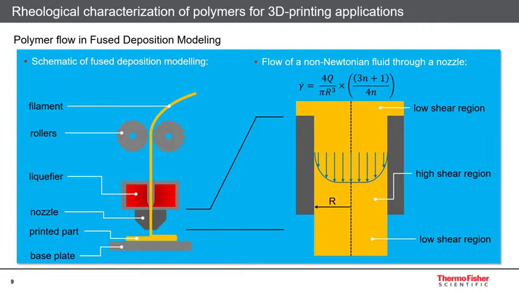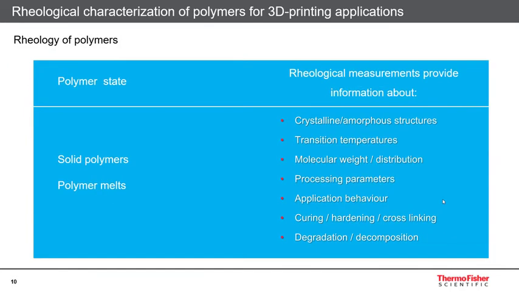Rheological measurements can be used to measure the shear rate depending viscosity of a polymer at different shear rates. Besides measuring viscosity of a polymer sample under different conditions, rheological measurements can be used to investigate and identify many other properties that are important for different processing techniques. An overview of what can be measured with a rotational rheometer is shown on this slide for both solid as well as molten polymers. The information provided by such measurements include the crystallinity or amorphous structure of the tested material, the identification of characteristic transition temperatures.